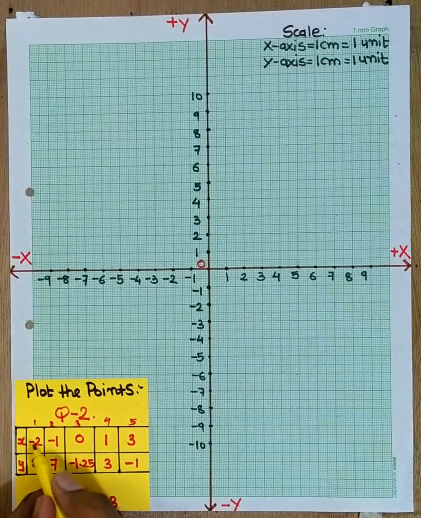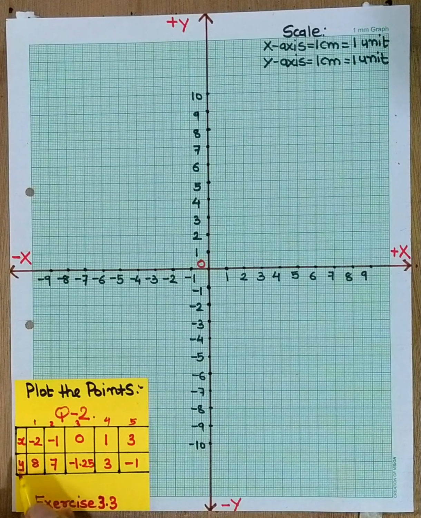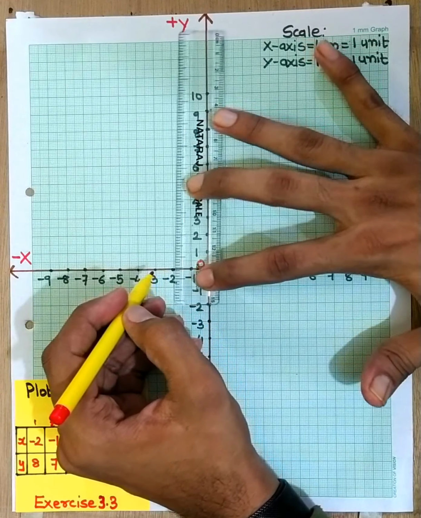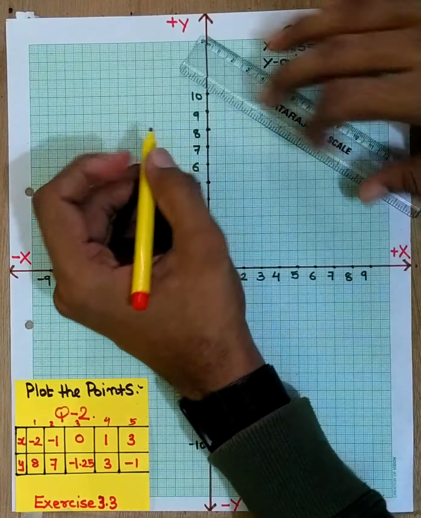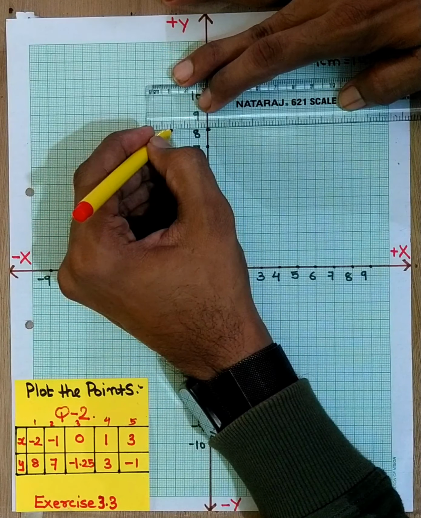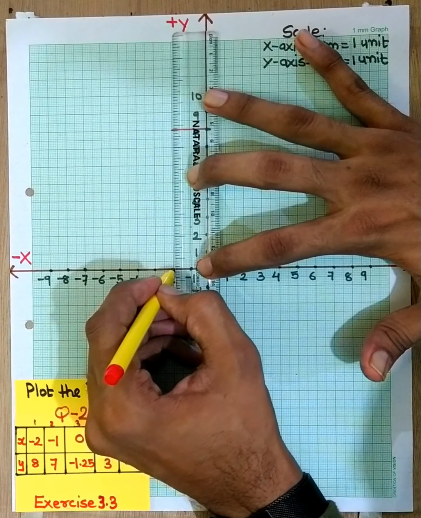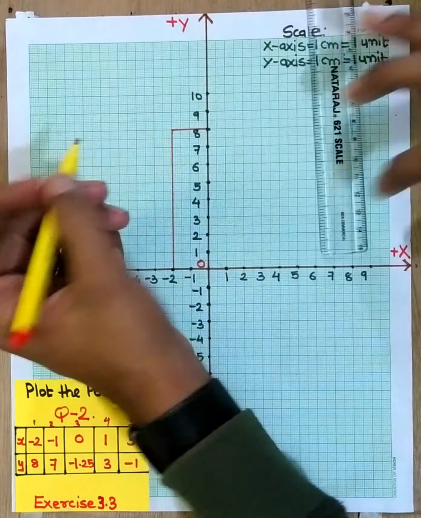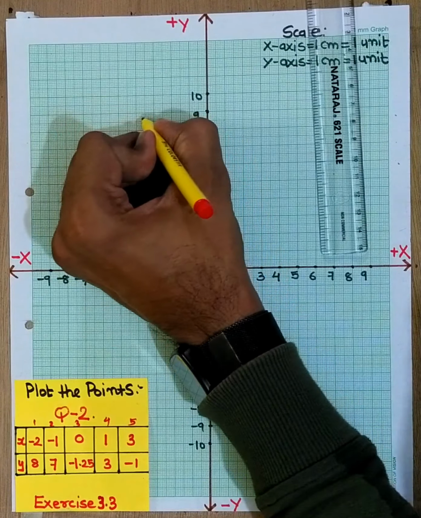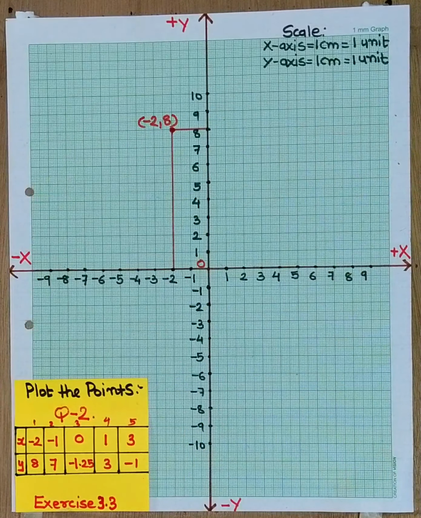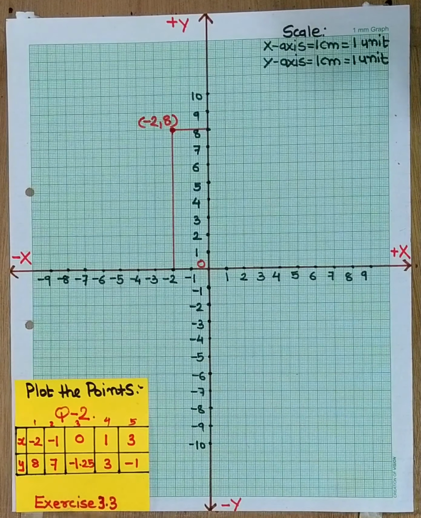-2 and 8. So -2 on x-axis and 8 on y-axis, right? So from -2 over here we will go perpendicularly, and 8 from here. So you can do like this, perpendicular from this one and perpendicular from this point. So here they intersect. This point is -2, 8. Clear?